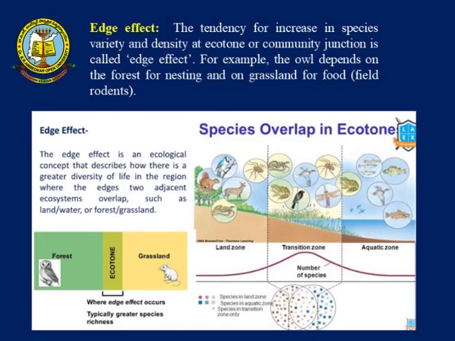What is an edge effect? The tendency for increase in species variety and density at the ecotone or community junction is called an edge effect. So, that is what I was talking about in the example of the owl, because the owl depends on the forest and depends on food from the grassland, that becomes an edge effect, that is, there is more species diversity in that particular edge.